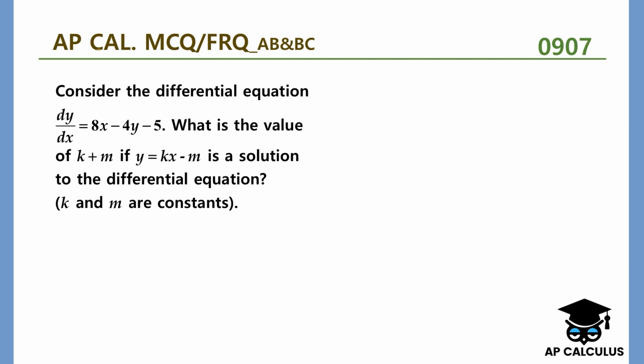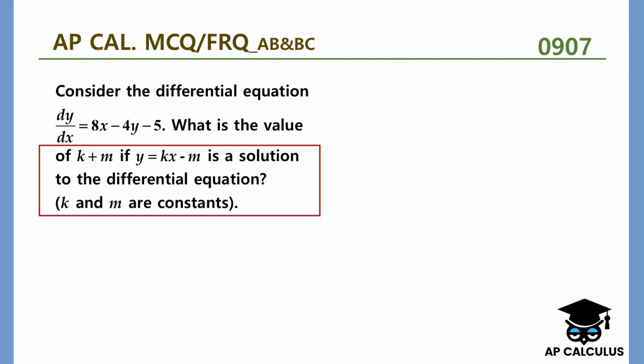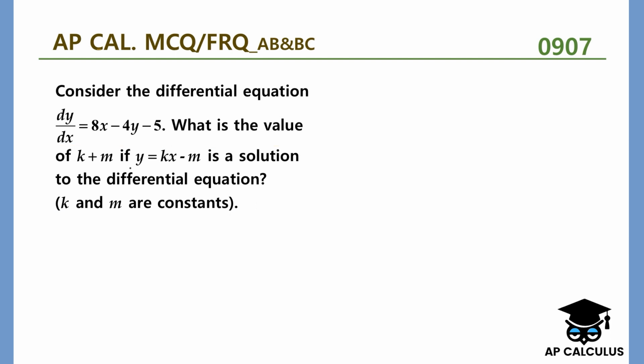Question 907. Consider the differential equation dy over dx is equal to 8x minus 4y minus 5. What is the value of k plus m if y is equal to kx minus m is a solution to the differential equation? K and m are constants. Alright, it says y is equal to kx minus m is a solution to this differential equation, right?